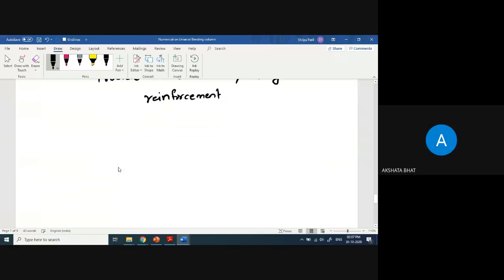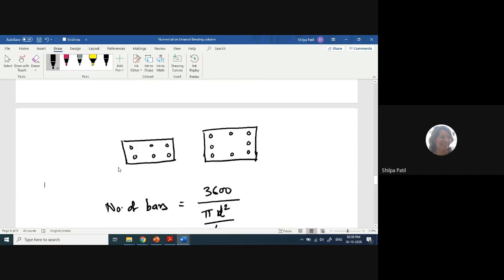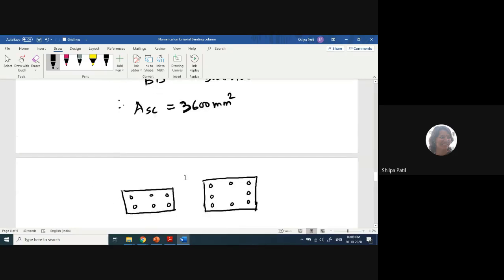Ma'am, why did you consider 8 instead of 6? Because if I consider 6, my bar diameter will be more. No problem if you consider 6. My bar diameter will go up to 30 or 32 mm. Okay, no problem.